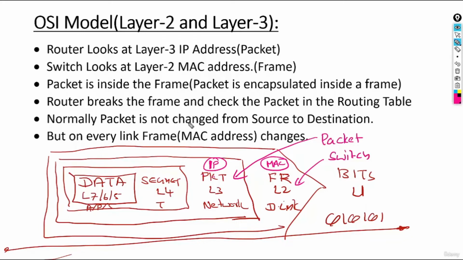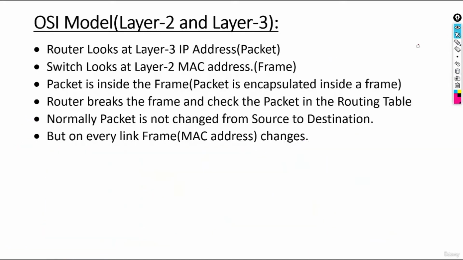Normally the packet does not change from source to destination. Very important concept: unless you do some kind of NATing, the packet is always the same. That means the source IP and destination IP remain the same. But on every link, what is changing is the frame. Guys, I think as you study, things will be more clear. Let's go to the next slide.